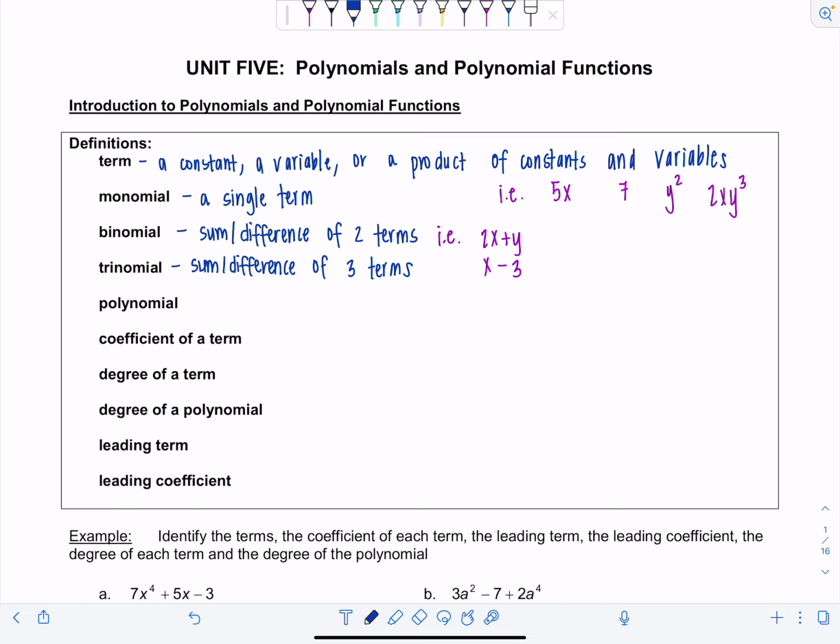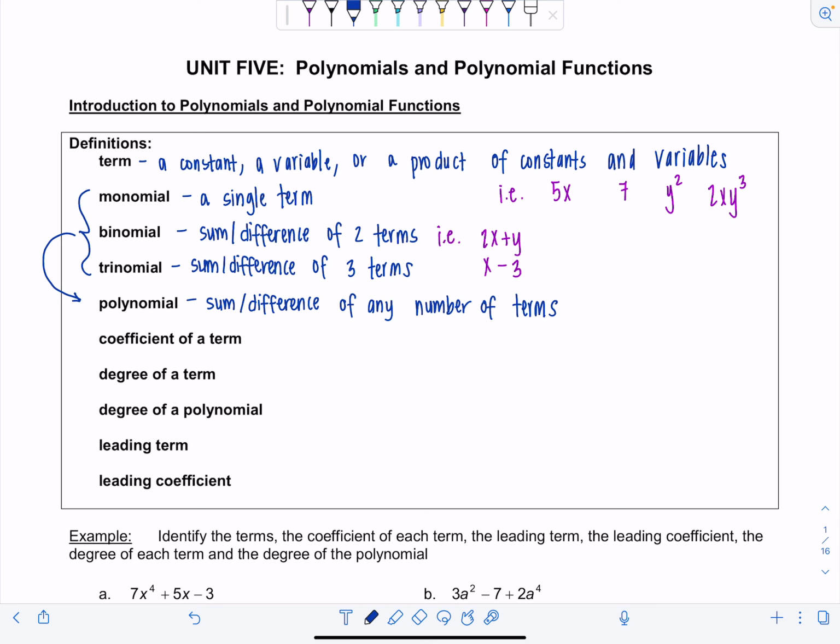And then the term that you're going to hear a lot is a polynomial, and a polynomial refers to the sum or difference of any number of terms. Any number. So that means a monomial, a binomial, a trinomial, those are all polynomials. Okay, so polynomial is a more general umbrella. Any number, it's a polynomial.